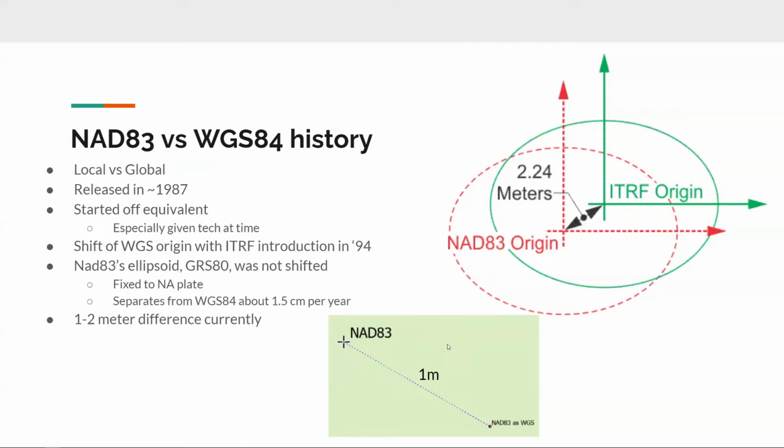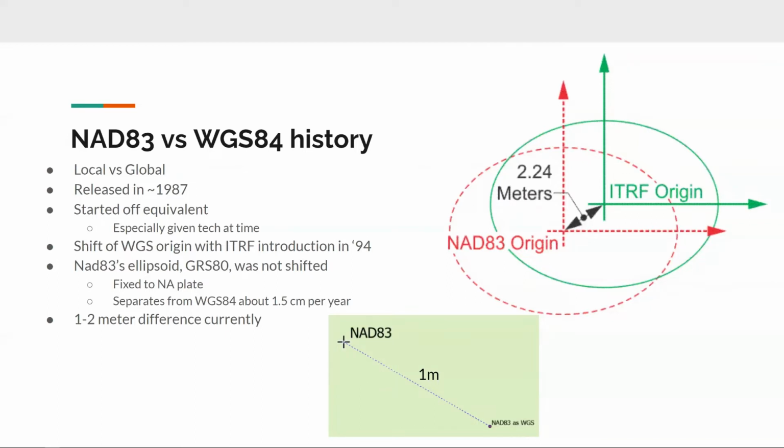So I just took literally the same exact coordinate pair, same numbers and everything. And I just defined one as NAD83 and another as WGS. You can see there's about a meter offset right here. So, that's the effect from that 2.24 meter shift. And then we'll get to it a second here. We'll cover the time shift as well.